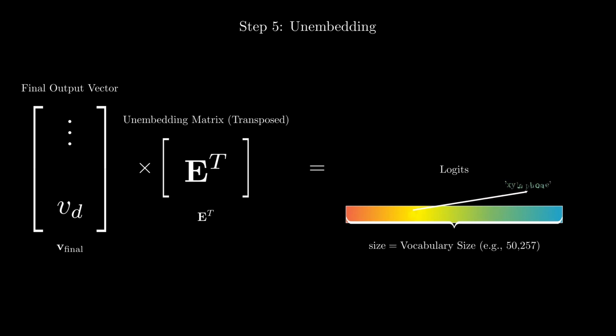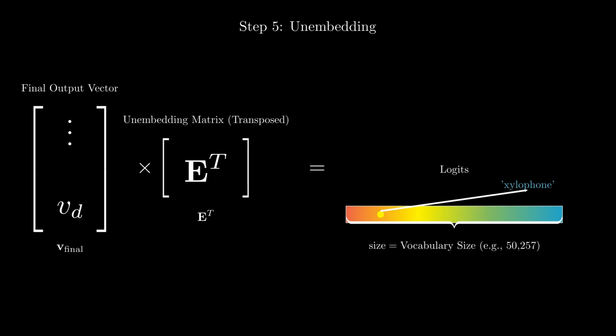A higher score means higher confidence. For example, if our input was "the cat sat on the", the score at the index corresponding to the word "mat" would likely be very high. In contrast, the score for a word like "xylophone" would be extremely low.